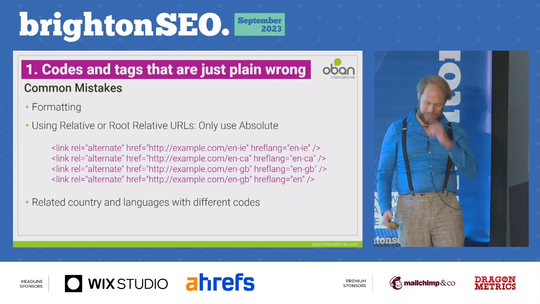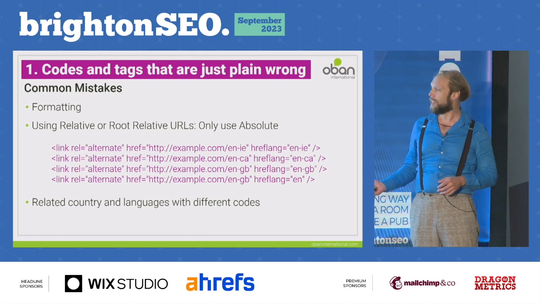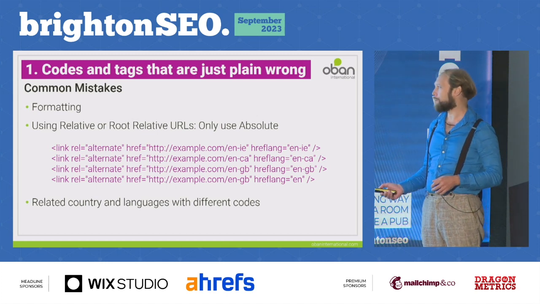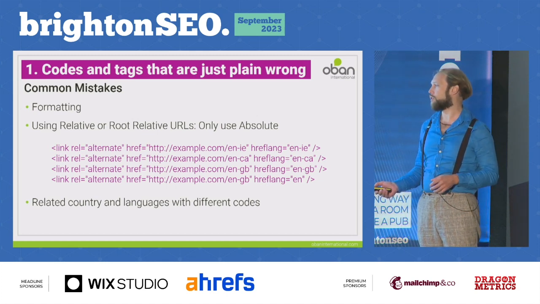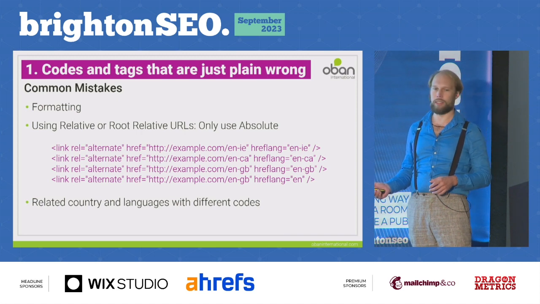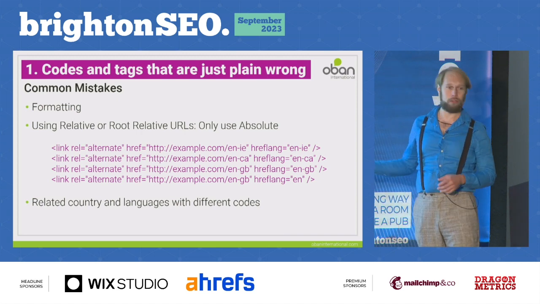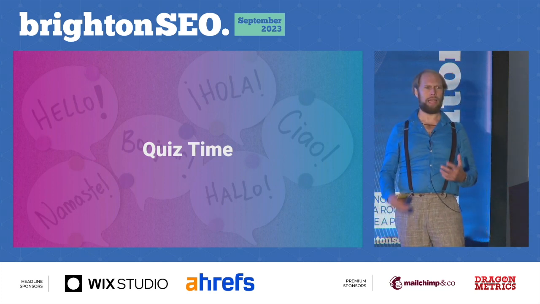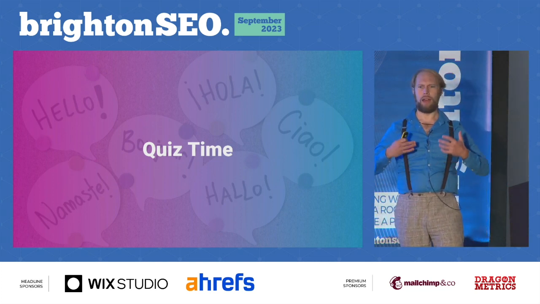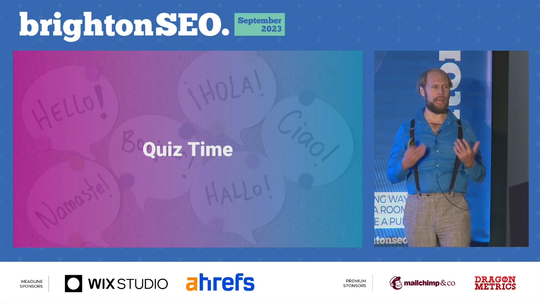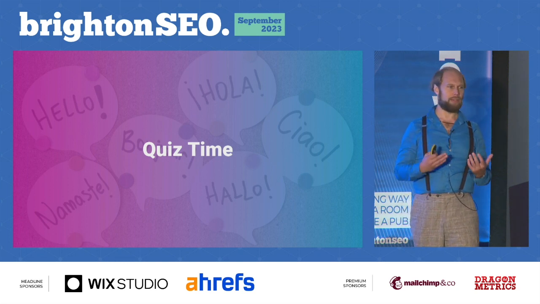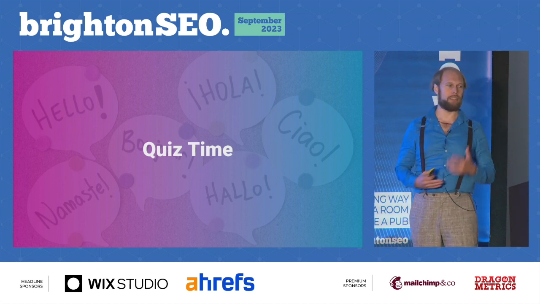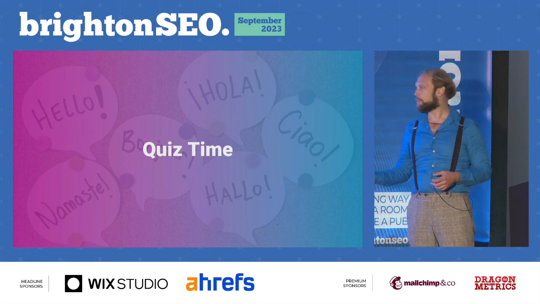So some other common mistakes. Formatting you have to get right. Often we see people put alternative instead of alternate. You need to use absolute URLs, not relative or root relative, so we need to have the domain in. So these are ones that are correct. And also people often get confused where you have a related country and language where they don't have the same code, so people assume. So sometimes they do, so ES-ES is Spanish for Spain, but sometimes they don't match.